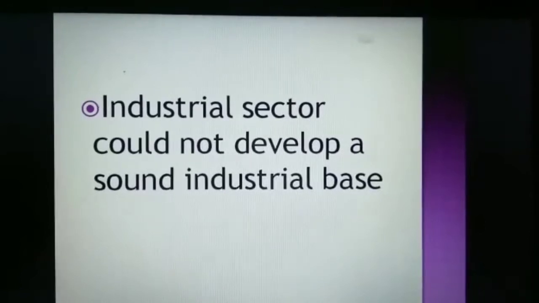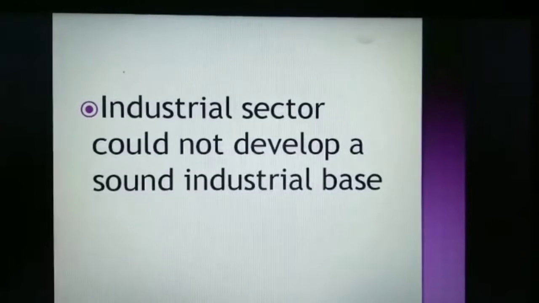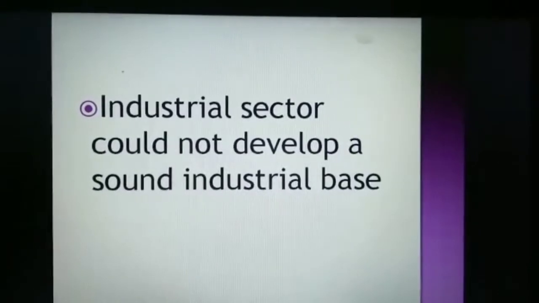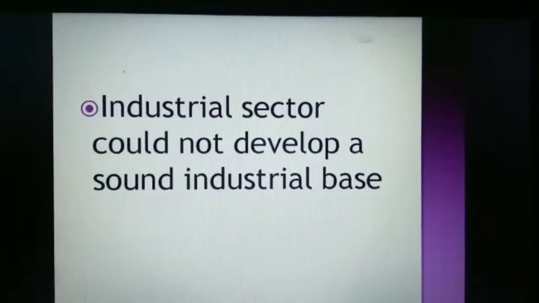Talking about the industrial sector. If you are going to talk about industries even, very few industries were established during the colonial government. That is, the industrial sector could not develop a sound industrial base.